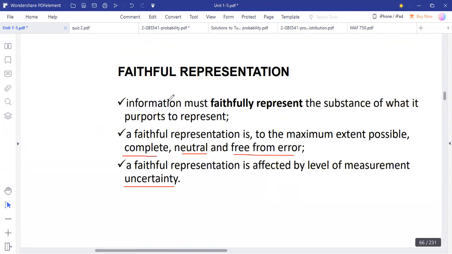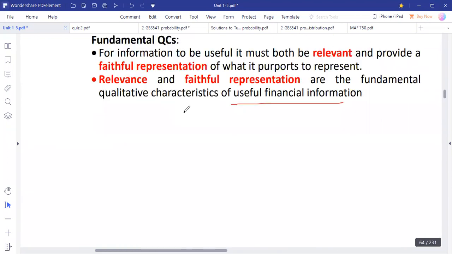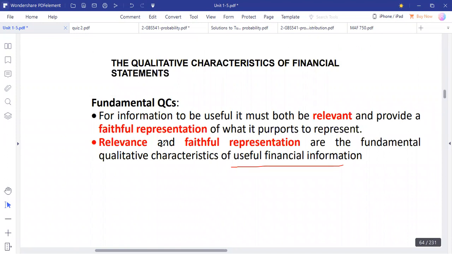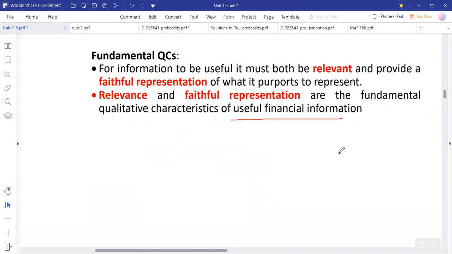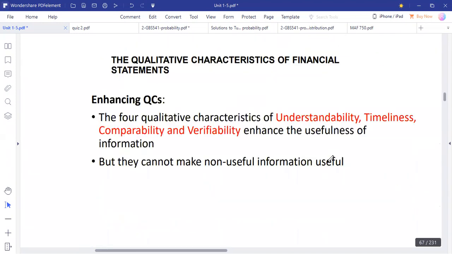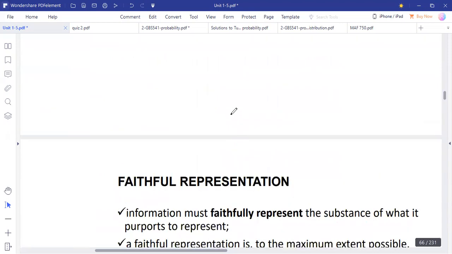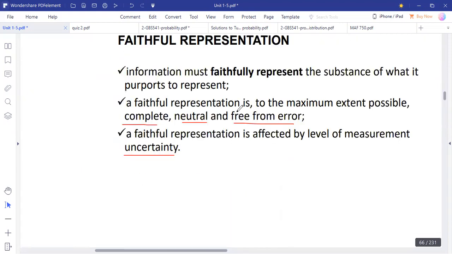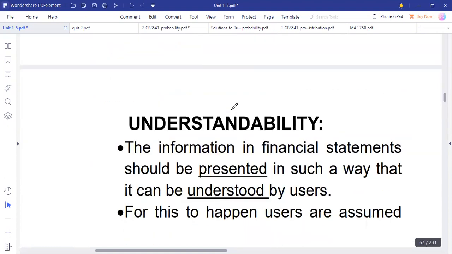That's why these ones are known as the fundamental aspects: relevance and faithful representation. These are fundamental. They are the background. They are actually useful financial information, but these ones are just accompaniment. They enhance the usefulness of the financial information. They can never at any point make non-useful information useful, no matter how understandable they are, how timely they are, how verifiable they can be. If they do not meet the faithful representation attribute, nor would they be relevant, then they are not as useful. In short, they could be useless.